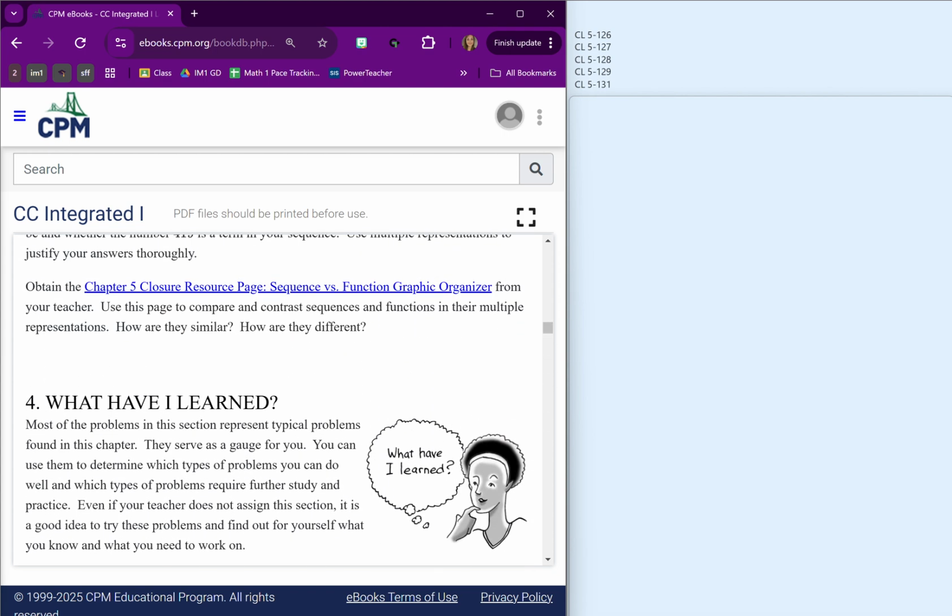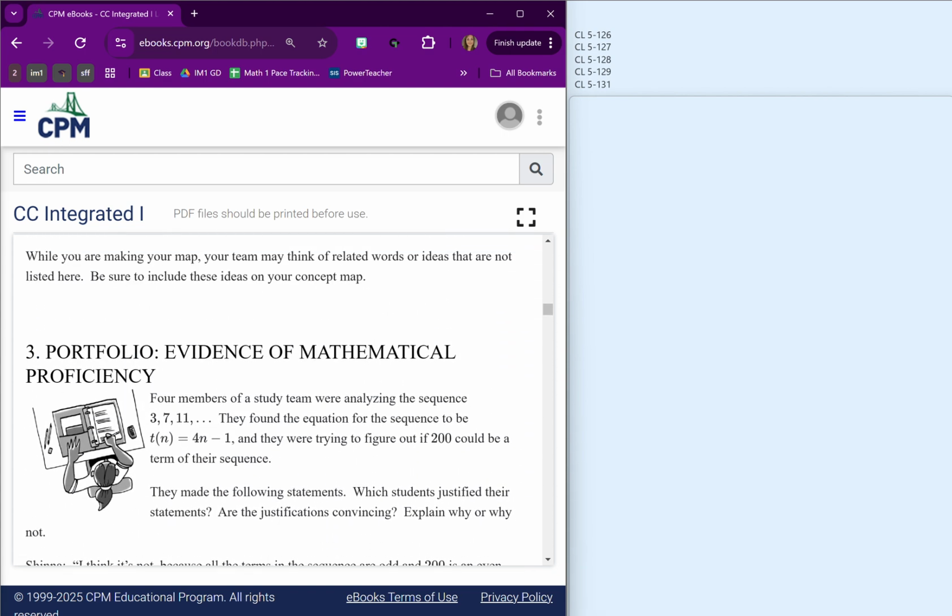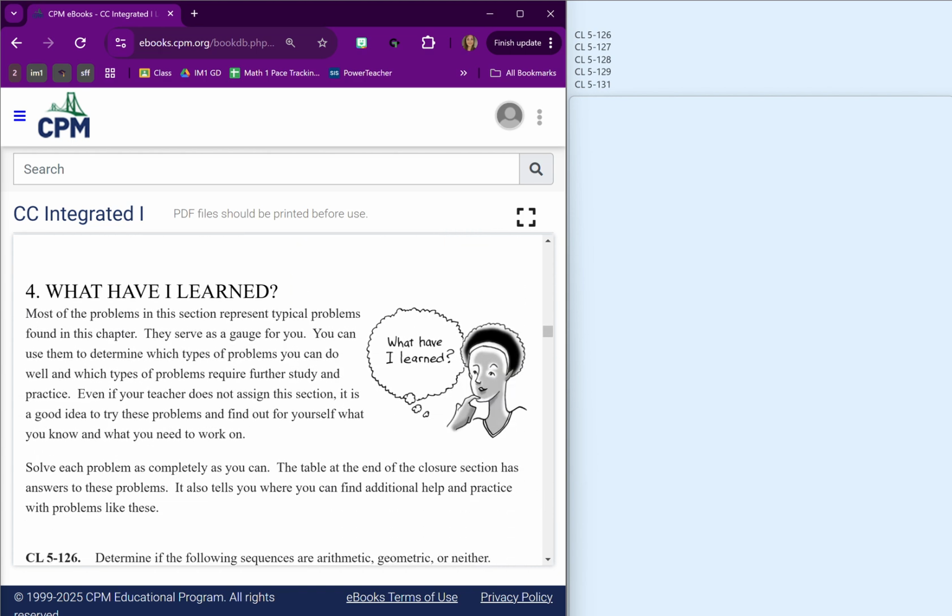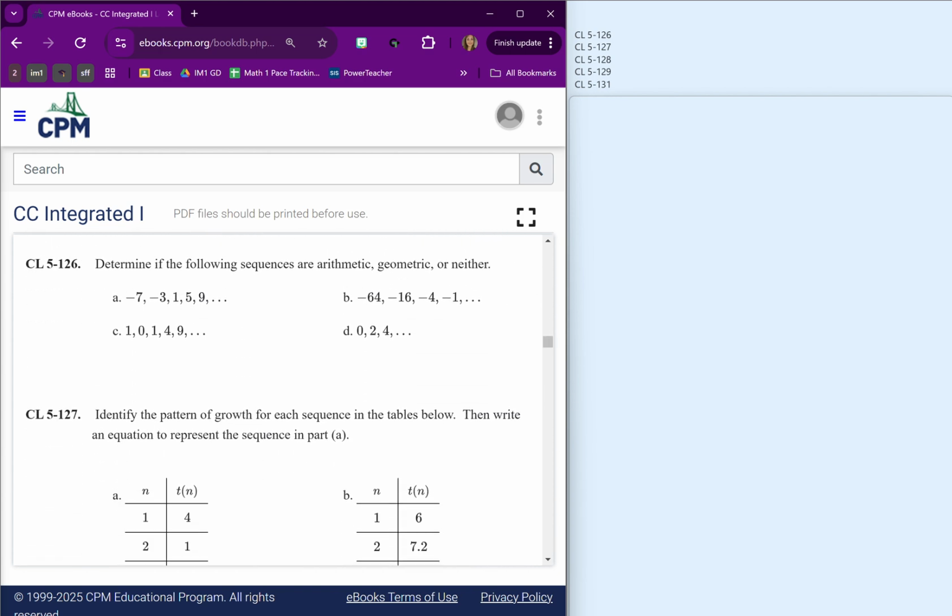These are the problems at the end of chapter 5 to see if you're ready for the test. Your link should take you automatically to this closure section. The problems I'm expecting you to do are 126, 127, 128, 129, and 131. If you can do these on your own successfully, then you can be successful on the test.